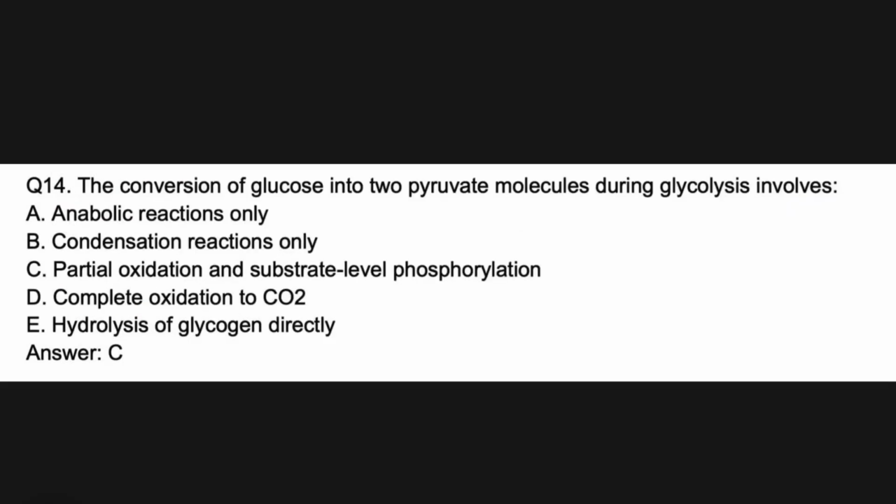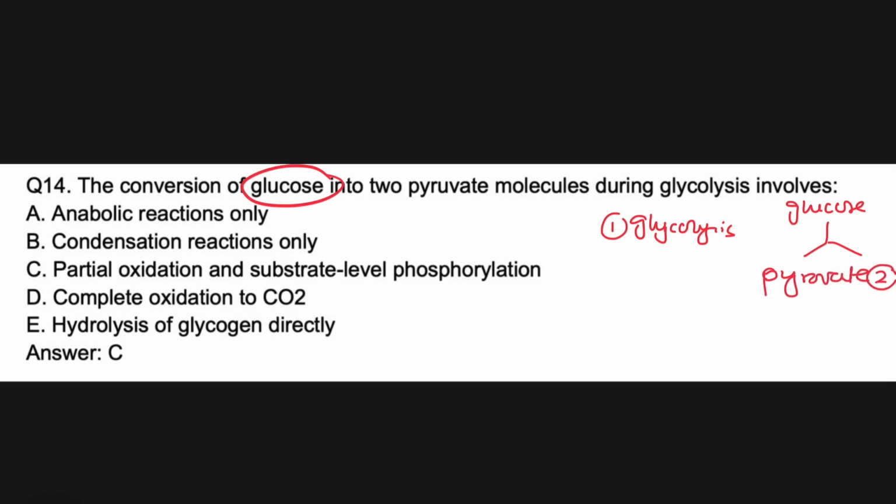In this question, it's asking: the conversion of glucose into 2 pyruvate molecules during glycolysis involves what? So when you break down glucose in cellular respiration, there are 3 steps. Number 1, glycolysis, where glucose is broken down into 2 molecules of pyruvate.